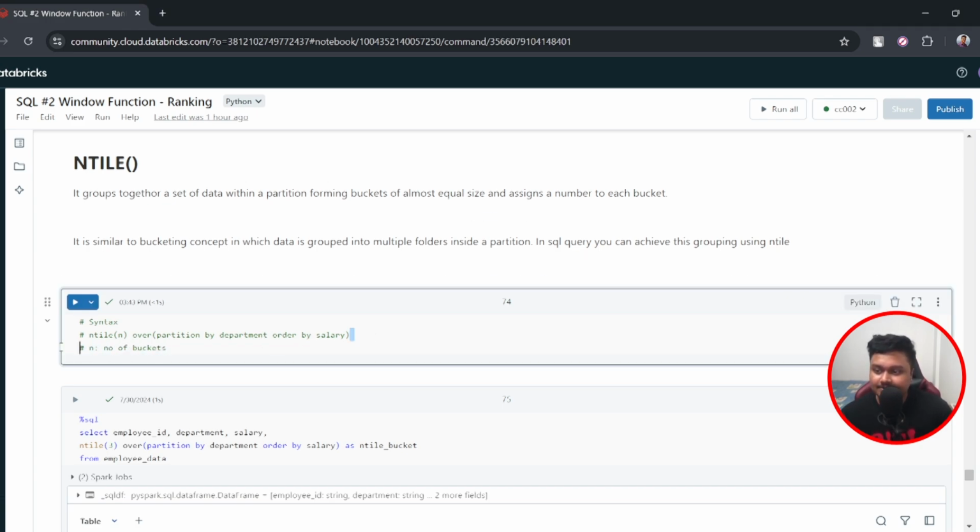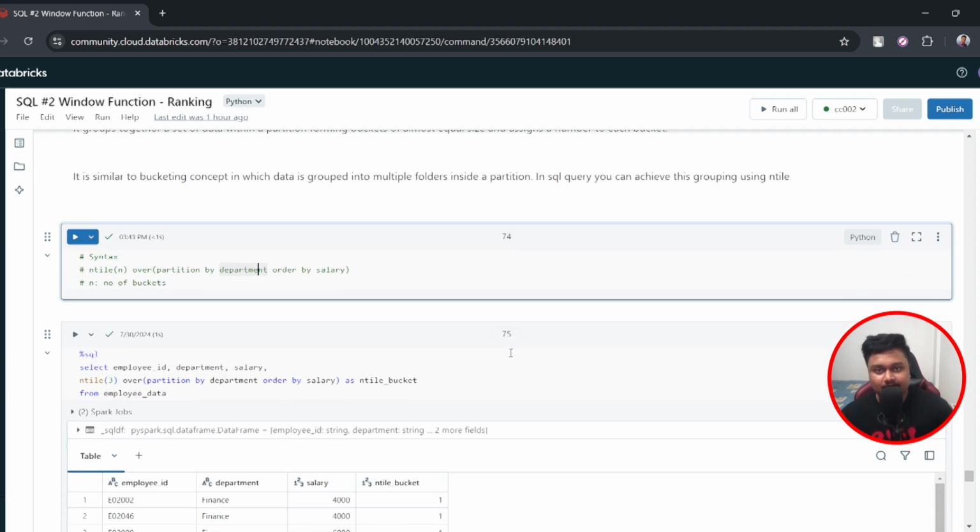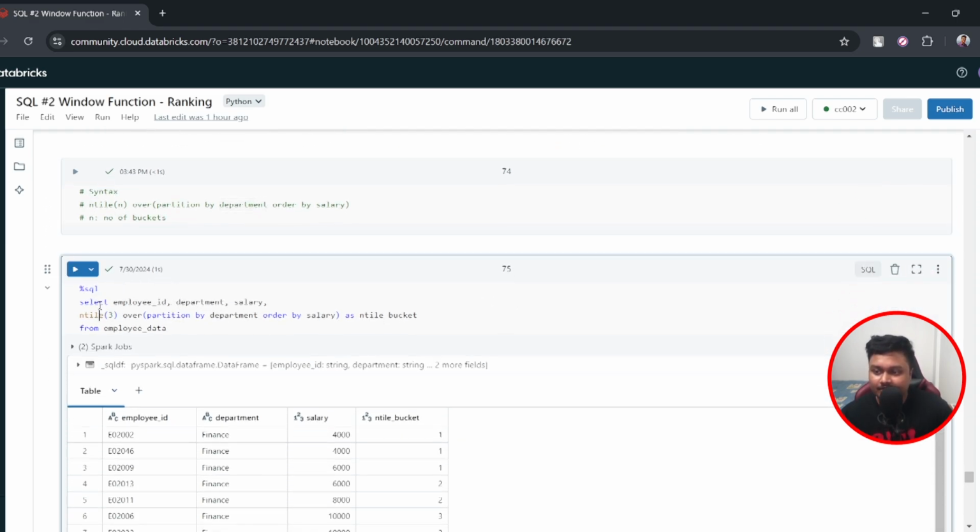Here is the syntax of Ntile. I'm doing Ntile of n, where n is the number of buckets, over partition by department, order by salary. Let's try to understand using this example. I've selected employee ID, department, salary, and I've written the Ntile syntax here, which is Ntile of 3, basically 3 buckets, over partition by department, order by salary, in ascending order.